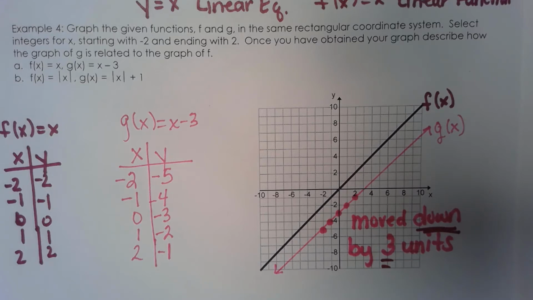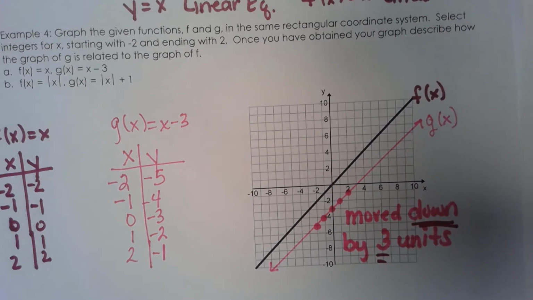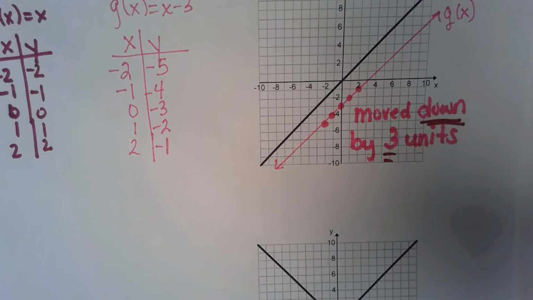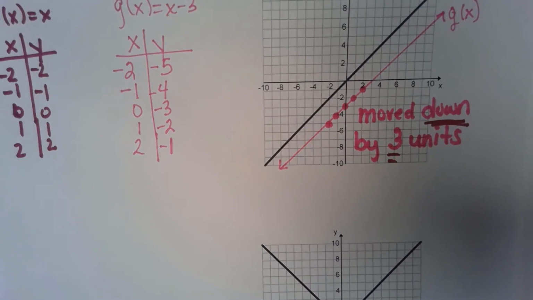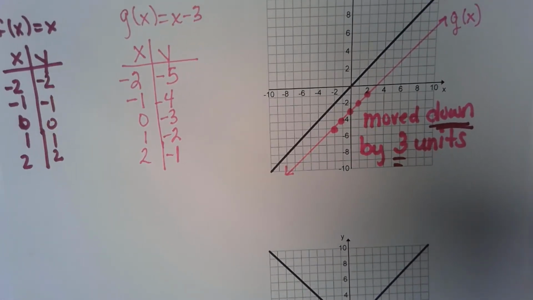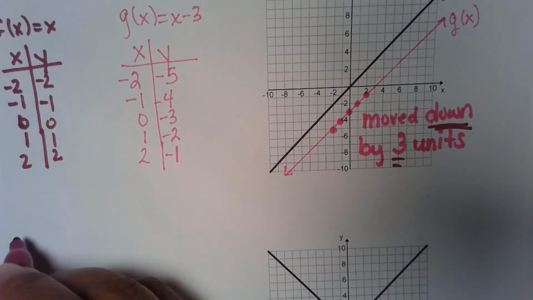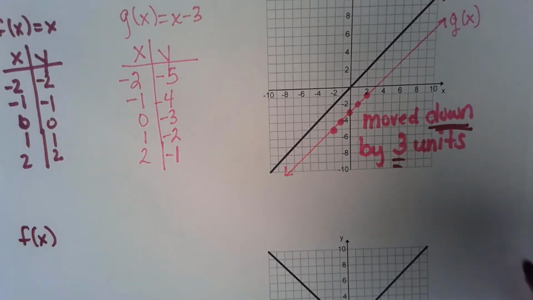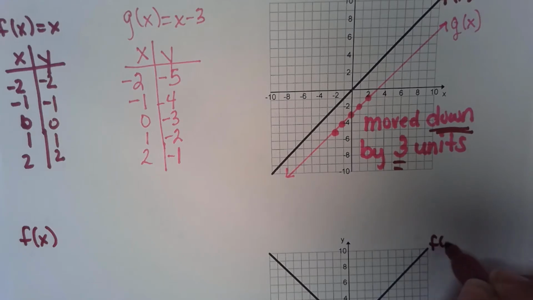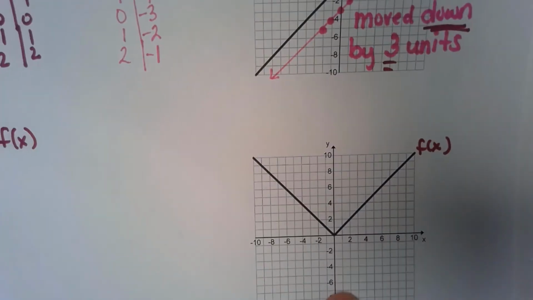Now for B, we have f of x is equal to the absolute value of x. Okay, so here's your table. Here's the f of x. See, I drew that for you, so you don't have to worry about trying to draw that one out.